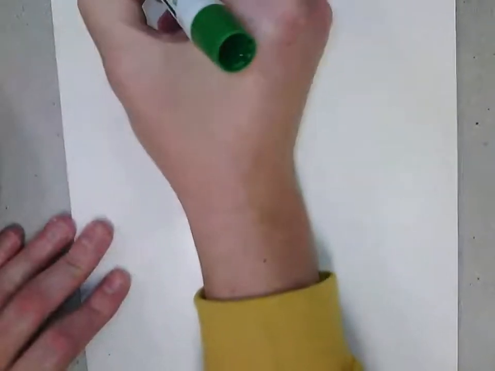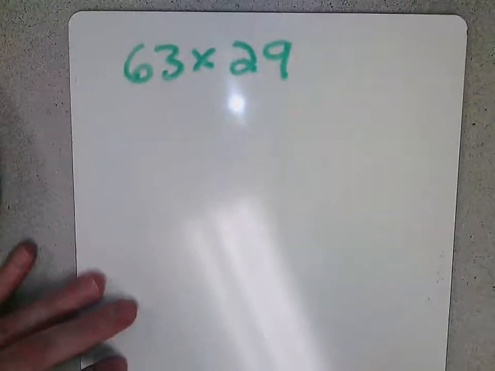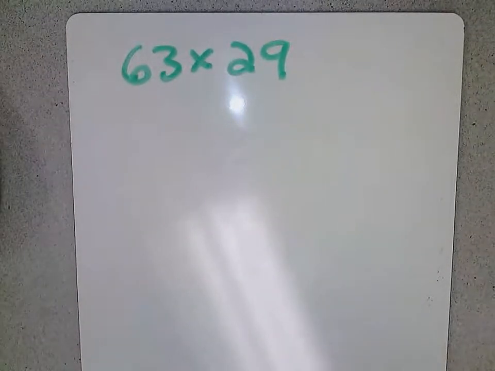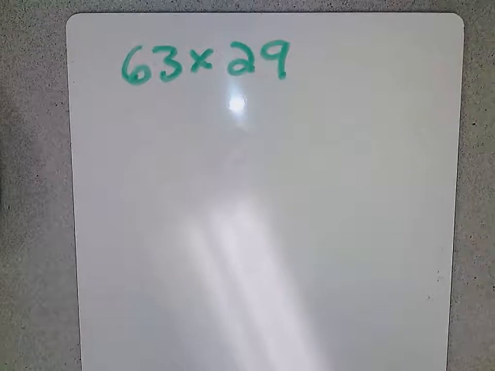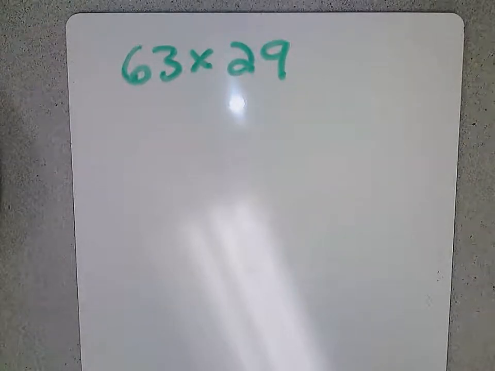Okay, let's do, and I want you to solve this one yourself. I'll give you a second to pause the video and work it out, and then we'll go over it together. Let's do 63 times 29. 63 times 29. So I'll pause myself for about 5 seconds, let you pause the video. You can work it out, do your best, and then we will come back and work this through together.